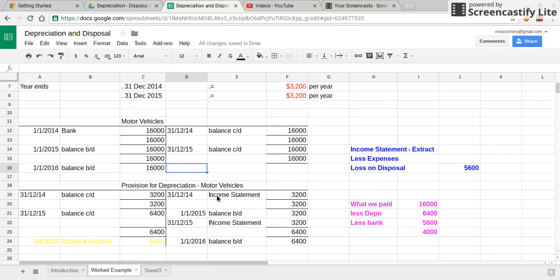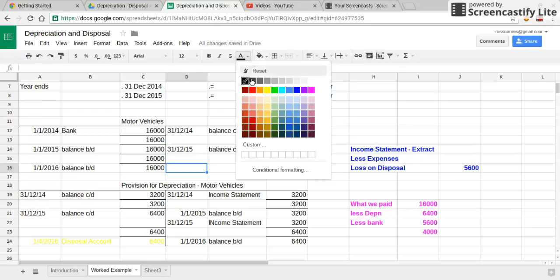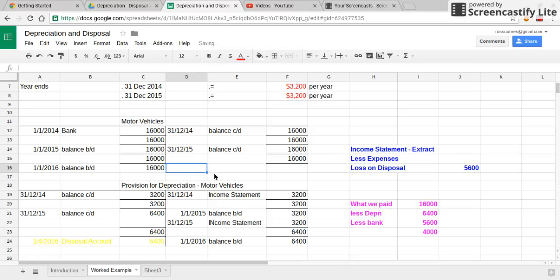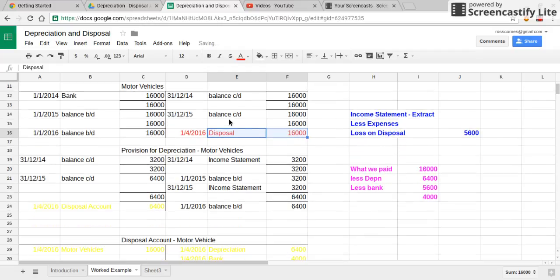Right, we've now come to the disposal part. For the disposal part, we're going to dispose of the asset on the 1st of April 2016. And what we do is send that $16,000 in its entirety to the disposal account. So we're going to show you the disposal account down at the bottom in just a moment. Make those red so we can see what's new.